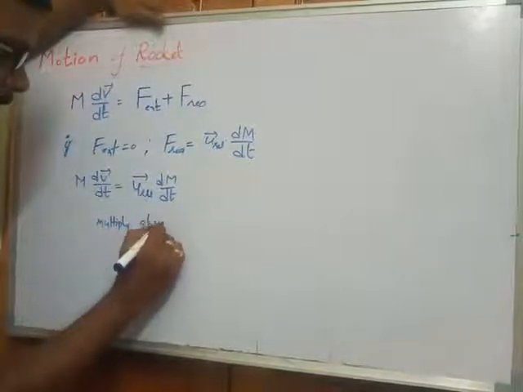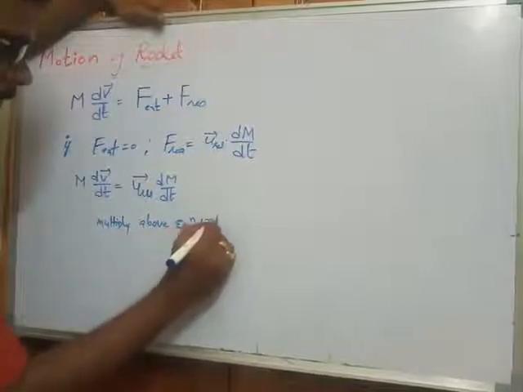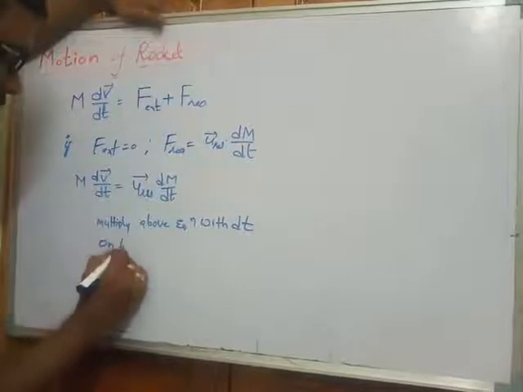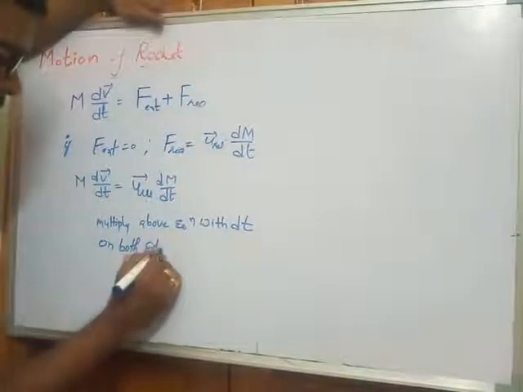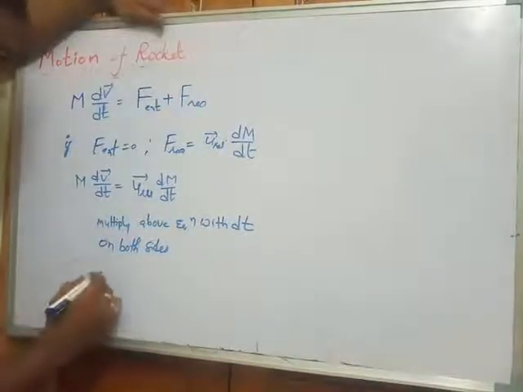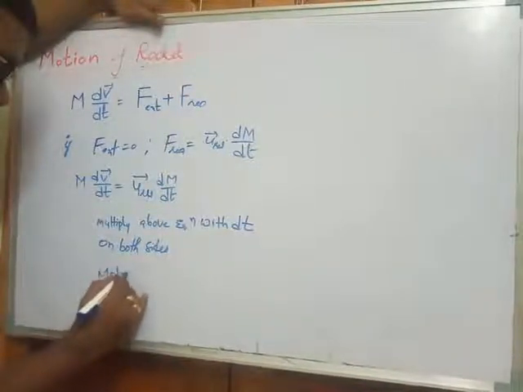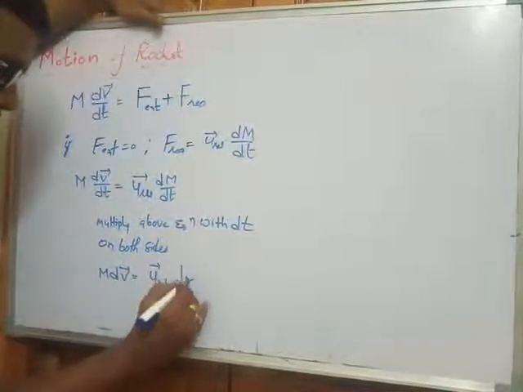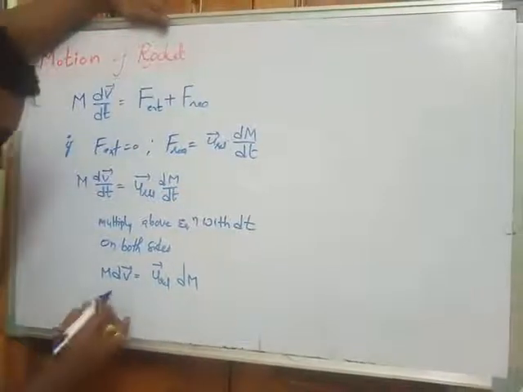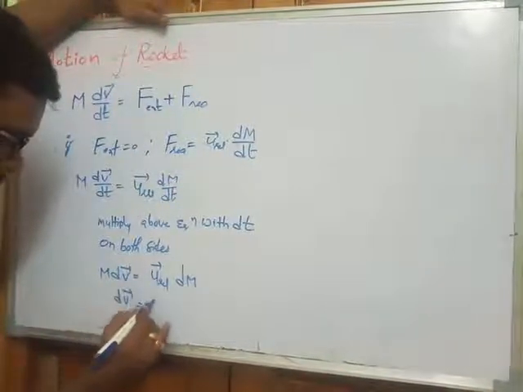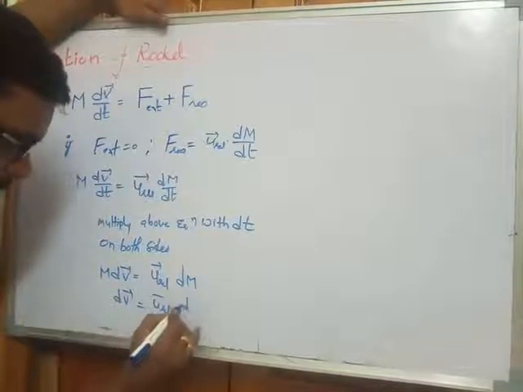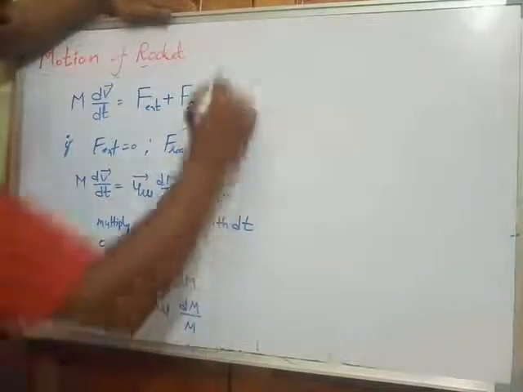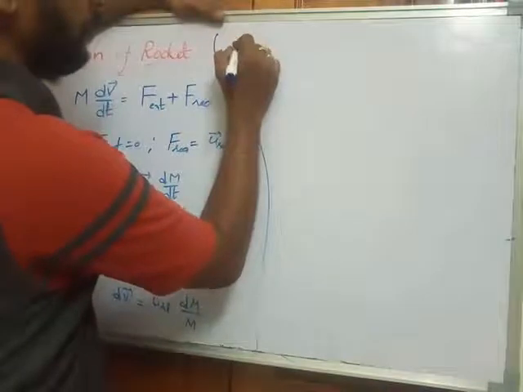Multiply the above equation with dt on both sides. So we get m into dv bar equal to u relative velocity into dm only. From this, dv bar equals u relative velocity into dm by m. Now let us integrate on both sides.